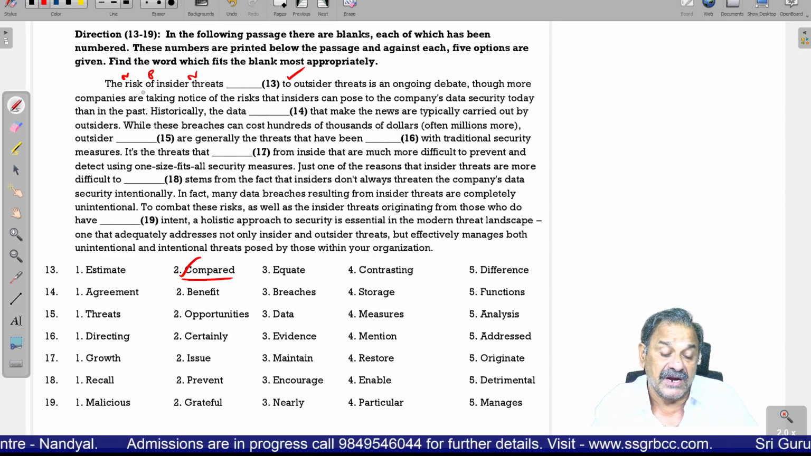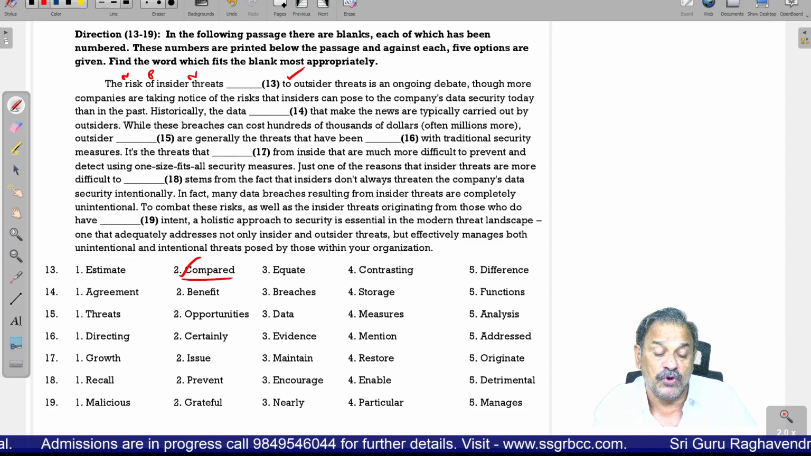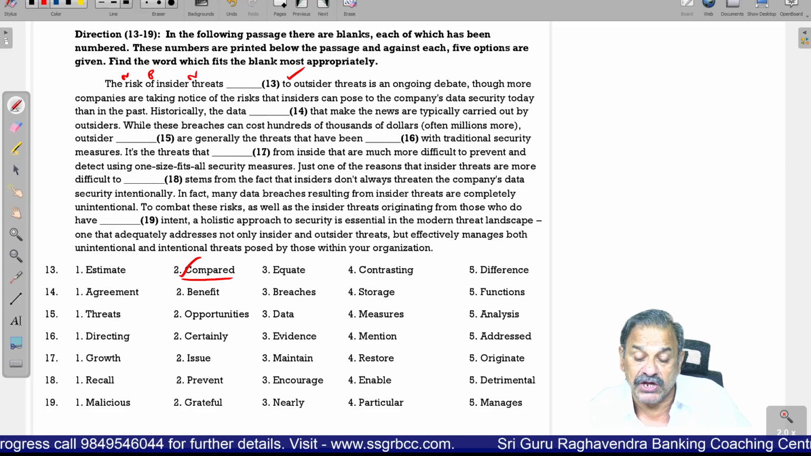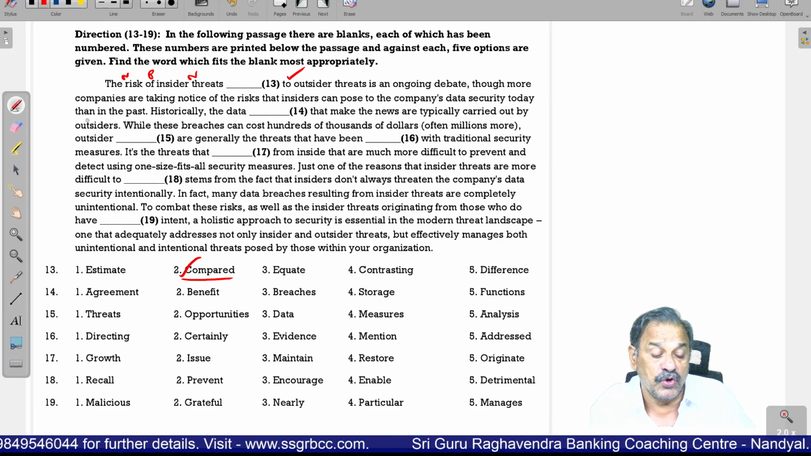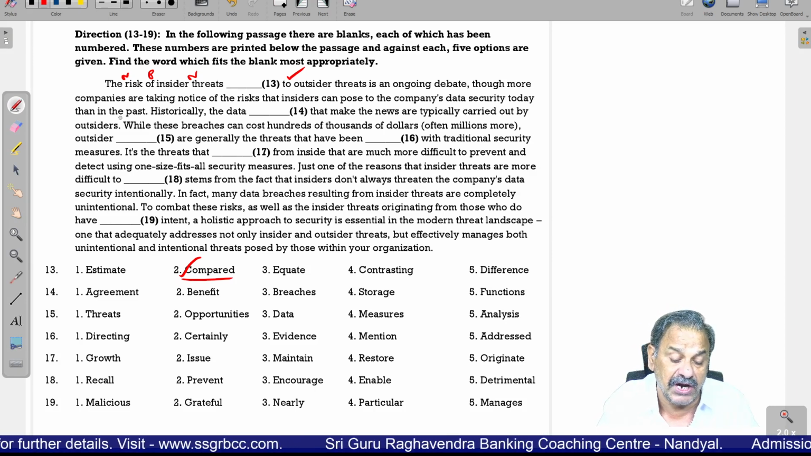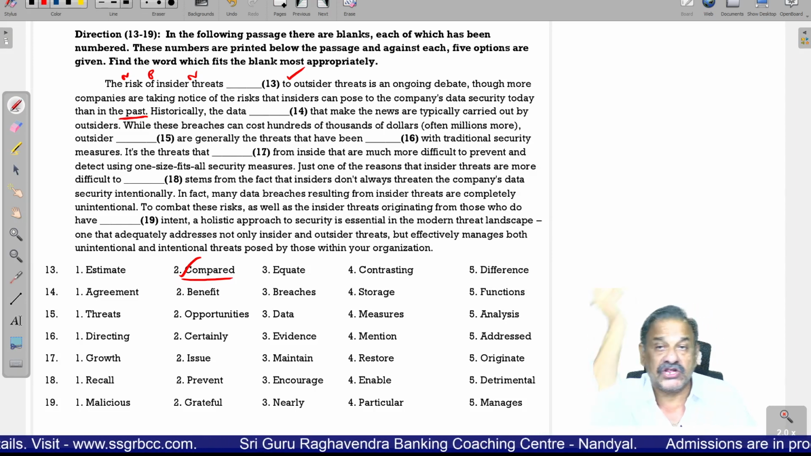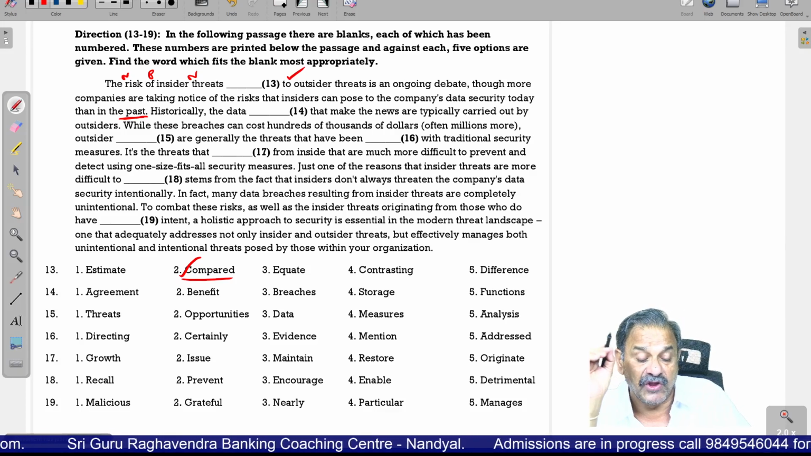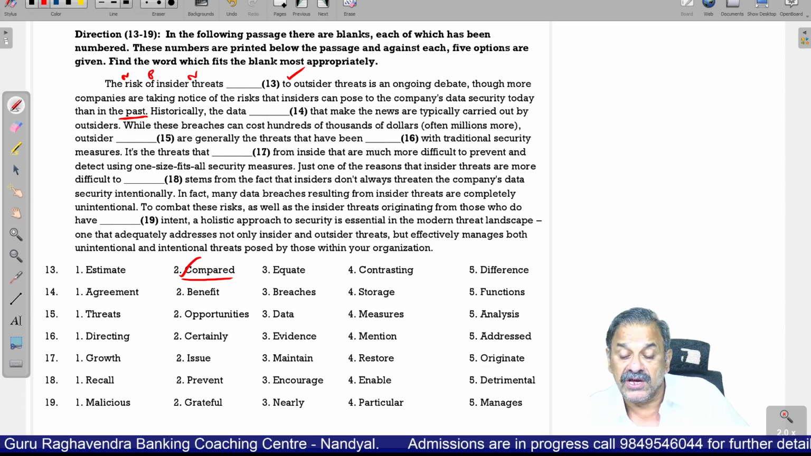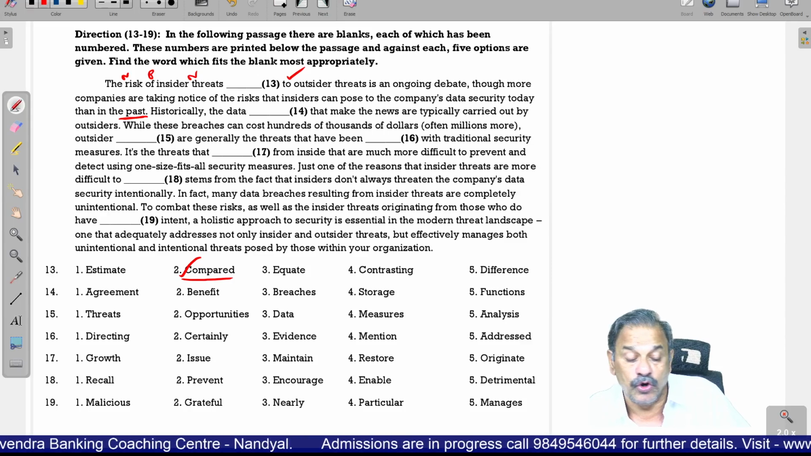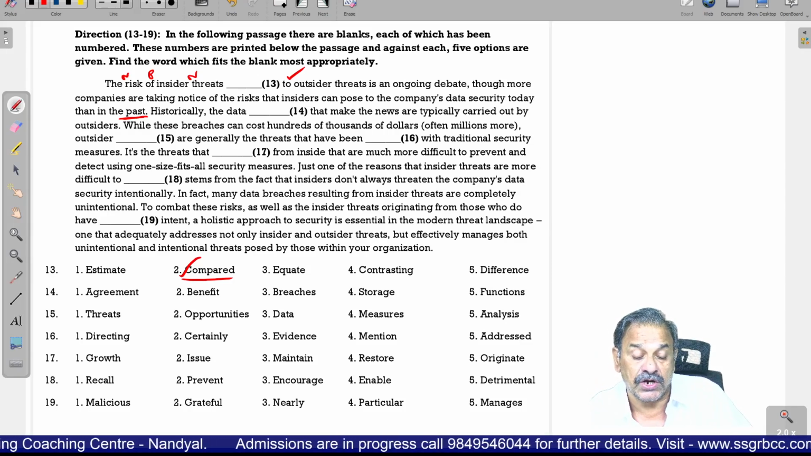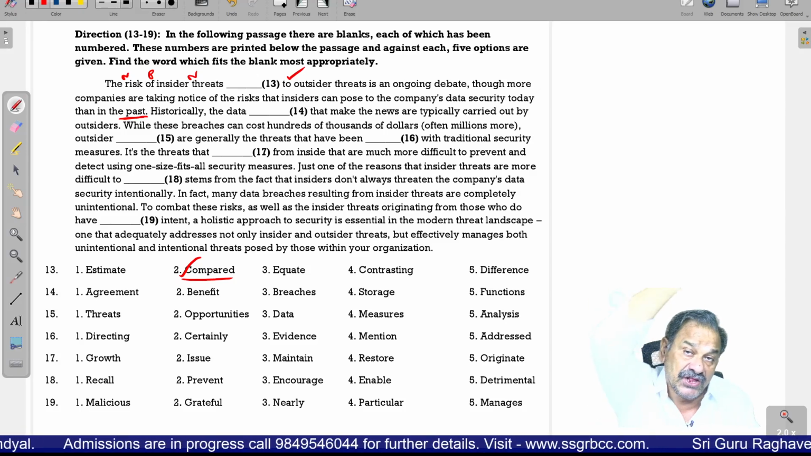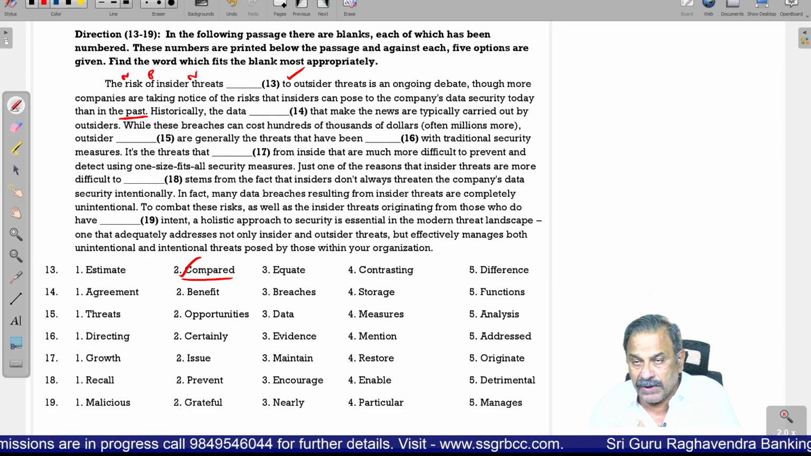The risk of insider threats is noun, preposition, noun, so a singular verb should come. But here the context matters: is it present or past? Then he said in the past. In the past means related to the past. So you have to use compared to, as the preposition to takes compared. The risk of insider threats compared to outsider threats is an opening debate that though more companies are taking notice of the risk that insiders can pose to the company's data security today than in the past. Here the comparison is from past to present.